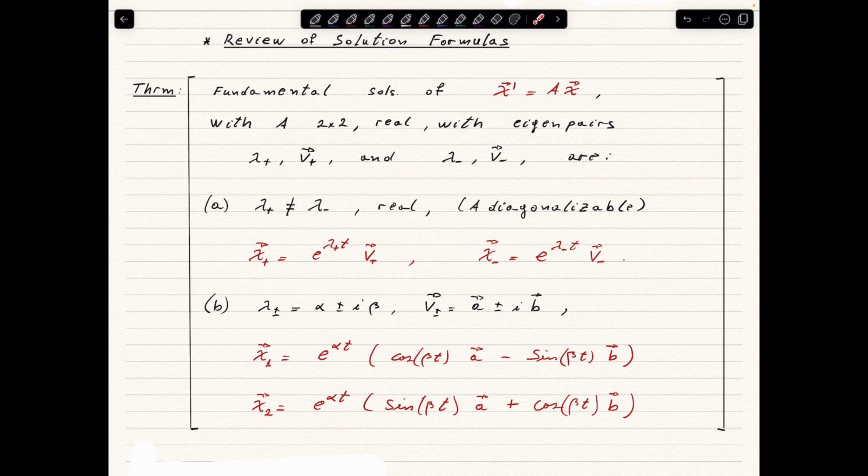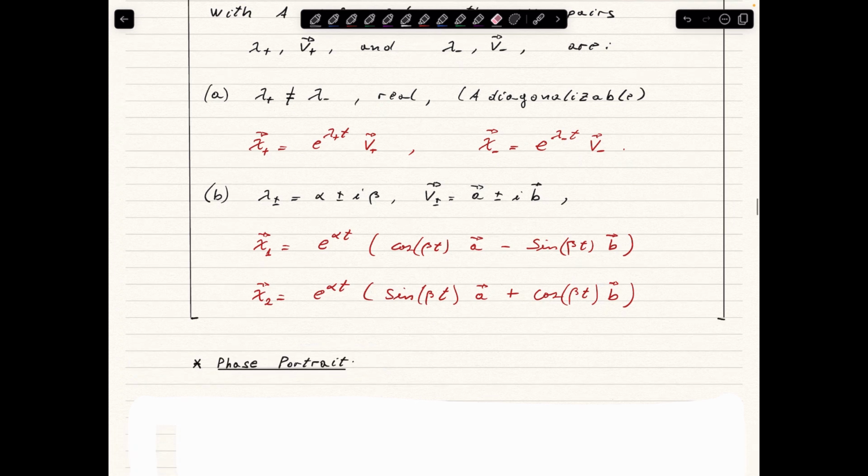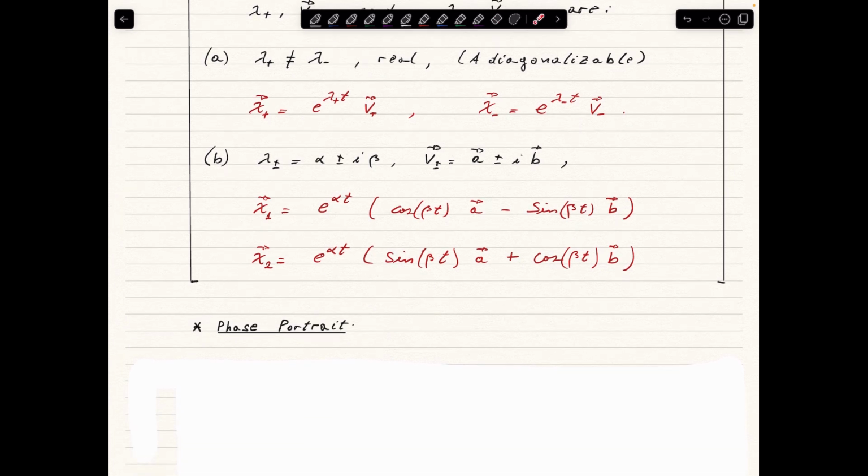So we assume that we know these formulas very well, and now we want to try to construct what is called the phase portrait of these solutions. We are going to focus only on these solutions, and actually, in this video, we are going to focus on the solutions in the case that the eigenvalues are complex.